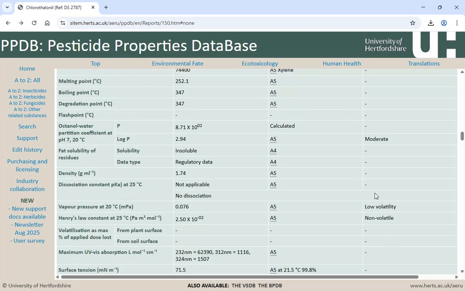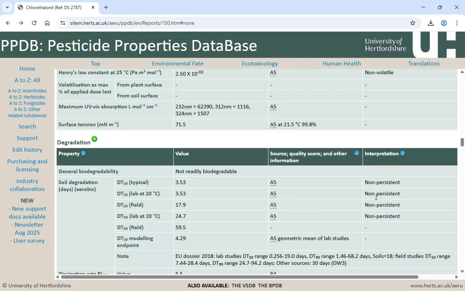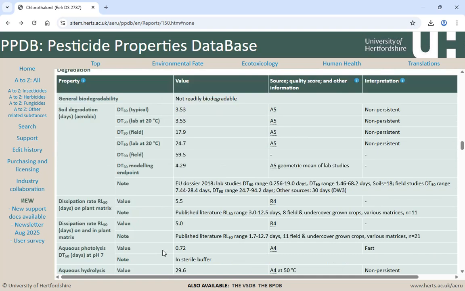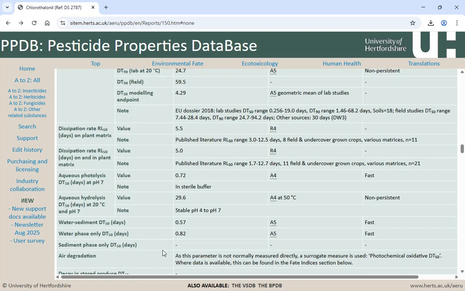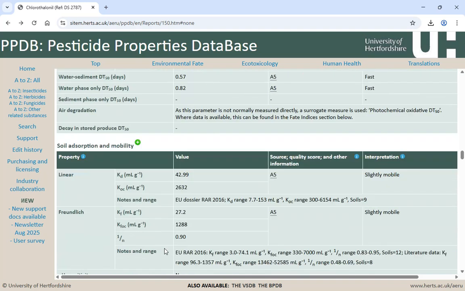So we've got all that information there as well. Then we come down to degradation, so you've got all your DT50 values there, dissipation rates and so forth, absorption and mobility details there, all in a similar sort of format.